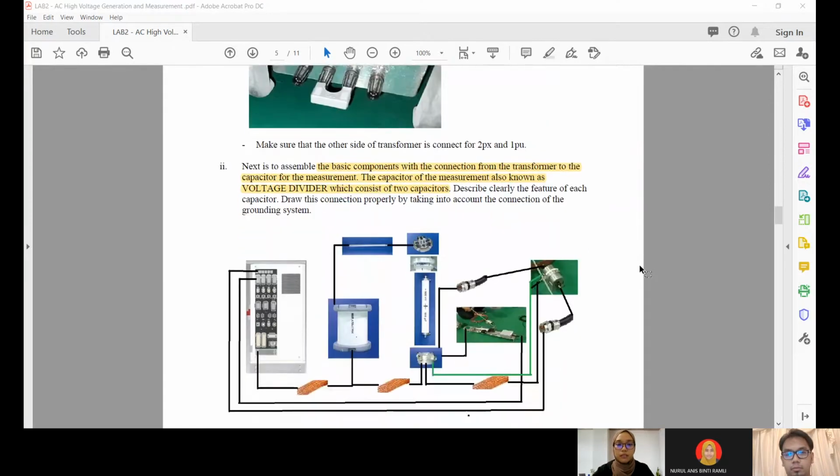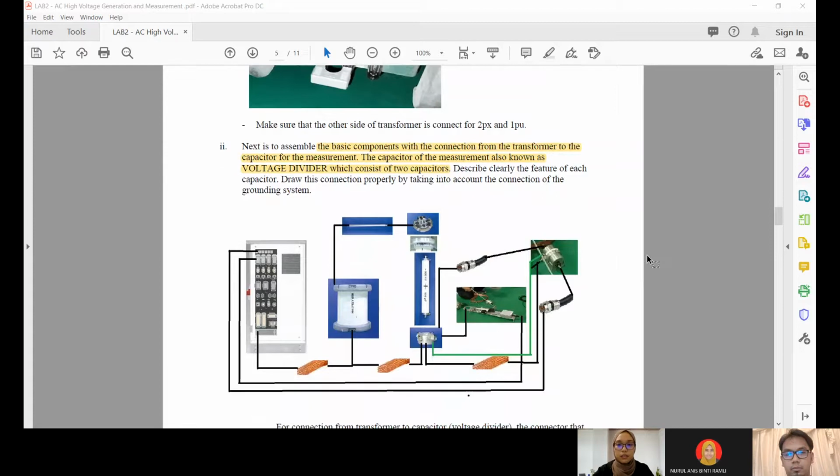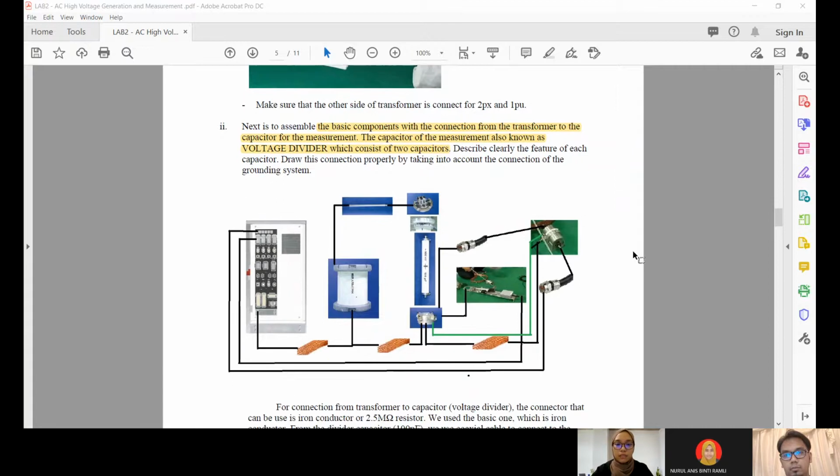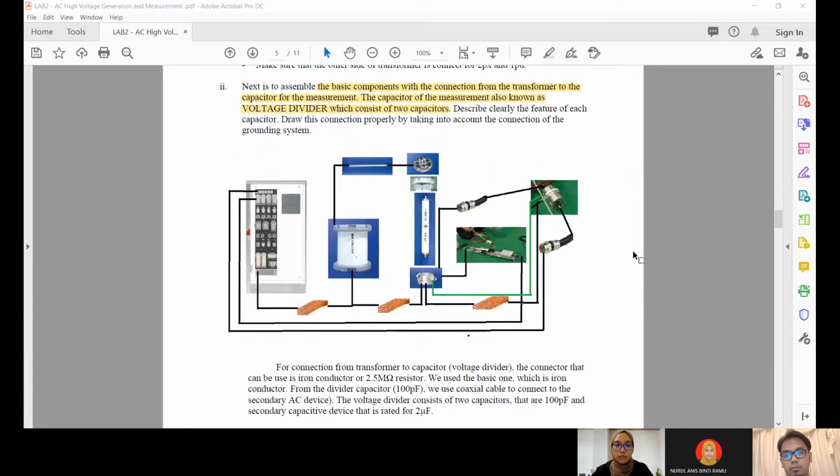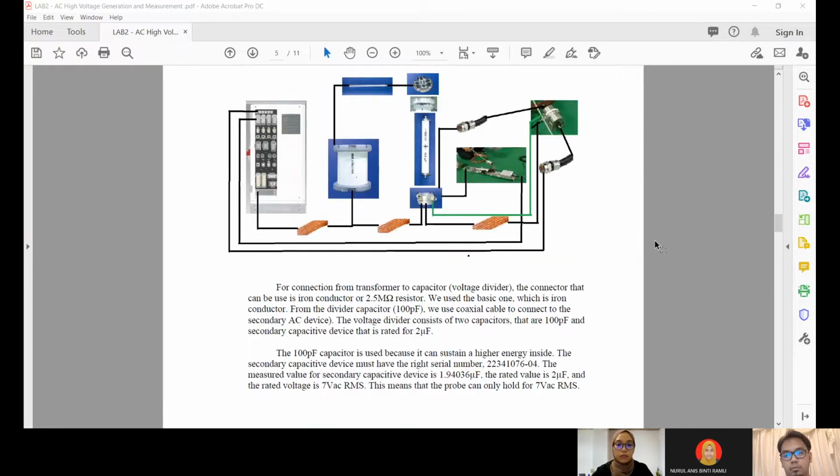The next part is the basic component with the connection from the transformer to the capacitor for the measurement. The measurement capacitor is also known as the voltage divider, which consists of two capacitors. For the connection from the transformer to the capacitor voltage divider, the connector that can be used is an iron conductor or a 2.5 megaohm resistor. We use the basic one, which is the iron conductor.